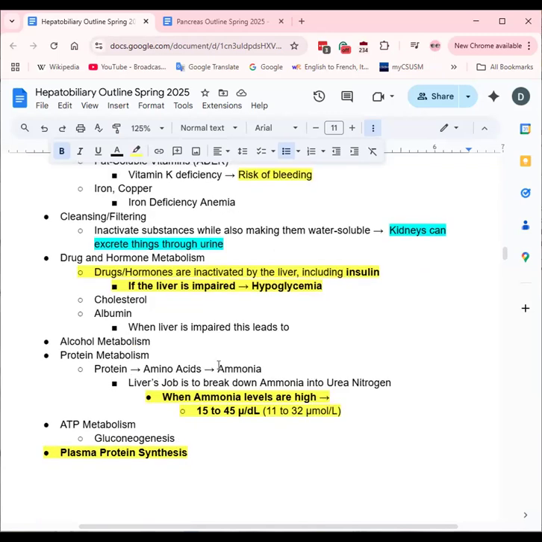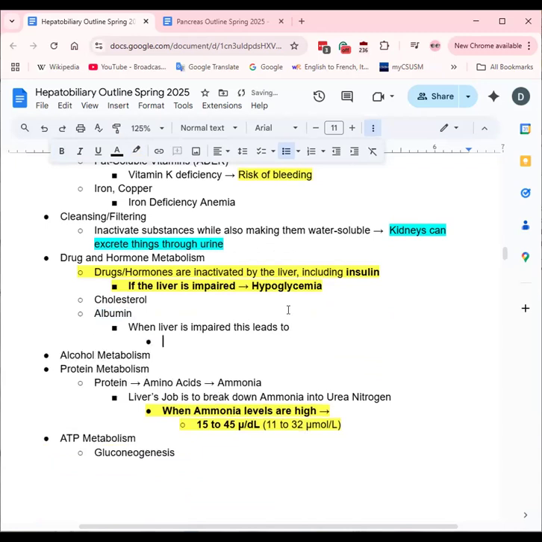Okay. So now albumin. When albumin is low, what can that lead to? So low albumin leads to what? Fluid imbalances, yeah.